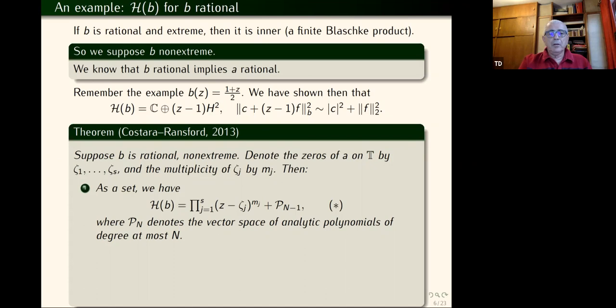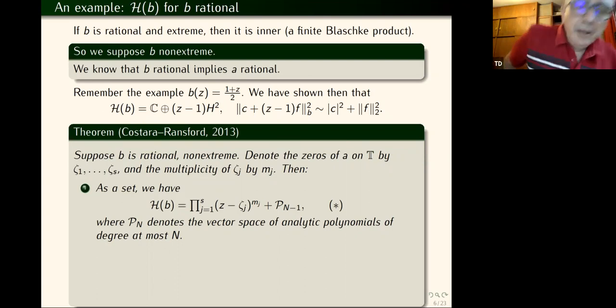We have a rational non-extreme B. Now to B you have associated its mate A. You look at A and you're interested in the zeros of A on the unit circle. It cannot have zeros in the disk because it's outer, but it may have zeros on the unit circle, and they may have different multiplicities, because this does not prevent A from being outer. So I denote the zeros by ζ_j and the multiplicities by m_j.